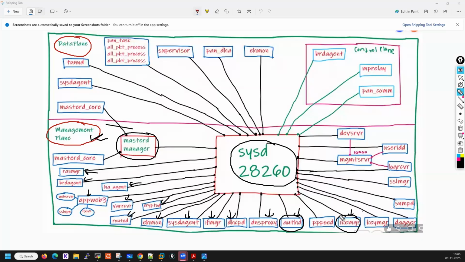IK manager for VPN related tasks, key manager for key management, Dagger, SMTPD, SSL manager for SSL related tasks, log receiver for your logging related tasks, user ID for user related tasks, management server to manage the connectivity with Panorama and all, and your device server. All those daemons are running in your management plane. So apart from configuration management, reporting, and logging, what we have in the management plane, most of the daemons are running in the management plane.